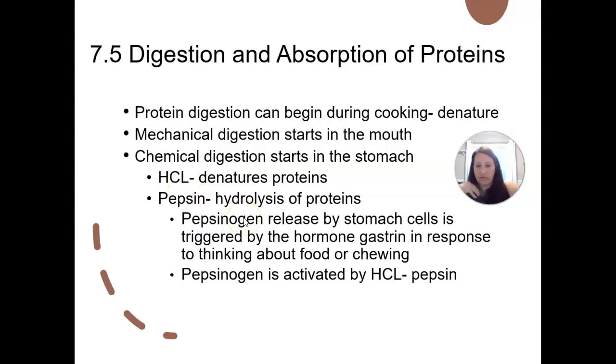So we think about food, we taste food, we're chewing food, we produce gastrin as the hormone, and that hormone triggers stomach cells to release pepsinogen, and then pepsinogen gets activated by hydrochloric acid. The final form is pepsin, and again, pepsin is going to be the actual active enzyme that's going to break down the peptide bonds between amino acids. So again, that starts in the stomach.